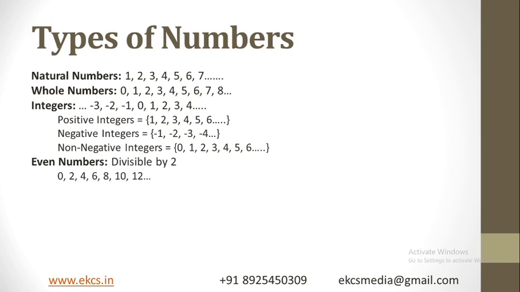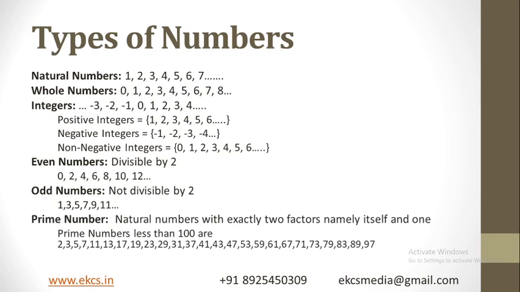Then we have even numbers. Those numbers that are divisible by 2 are even numbers. So 0, 2, 4, 6, 8, 10, etc. are even numbers. And if it is not divisible by 2, then it is an odd number. 1, 3, 5, 7, 9, 11 are odd numbers.